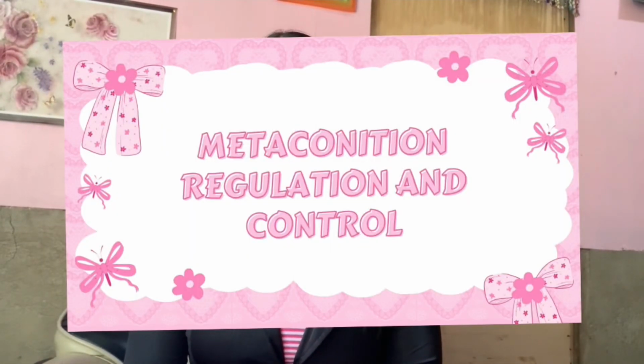Metacognitive regulation and control. This is how you control and guide your own learning. There are three types of metacognitive regulation: planning, monitoring, and evaluating. We define planning as the selection of appropriate strategies. Monitoring refers to one's ongoing awareness of comprehension and task performance. Evaluating is assessing knowledge or learning.